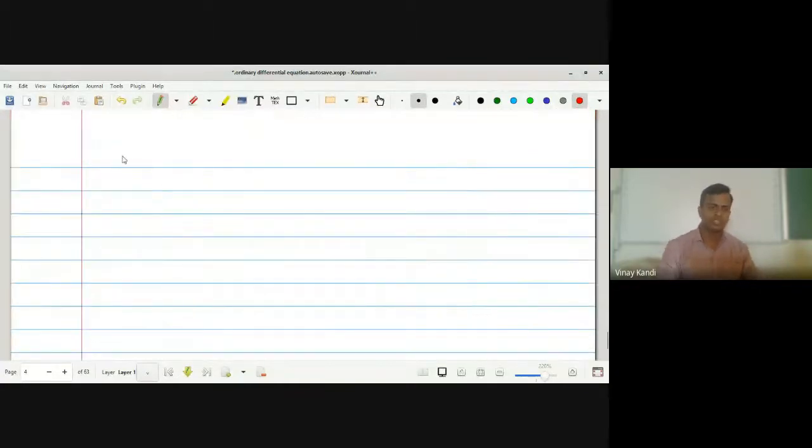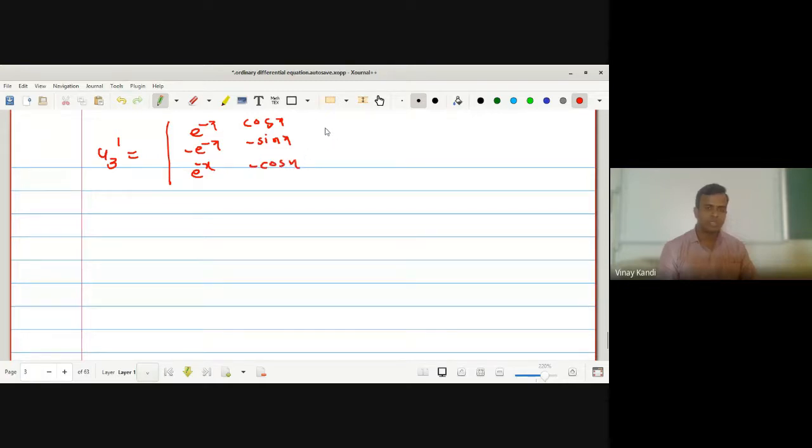Now find u3. u3 dash is equal to the first row, first column, e raised to minus x, minus e raised to minus x, e raised to minus x. Second column, cos x, minus sin x, then again minus cos x. And here 0, 0, 1 upon 2 into e raised to minus x. Okay. I'll tell you same, na? Now tell me the above value.